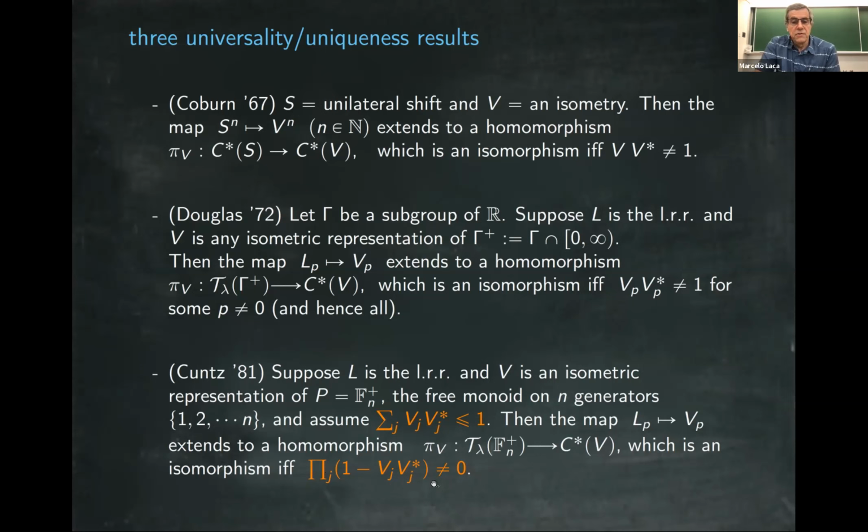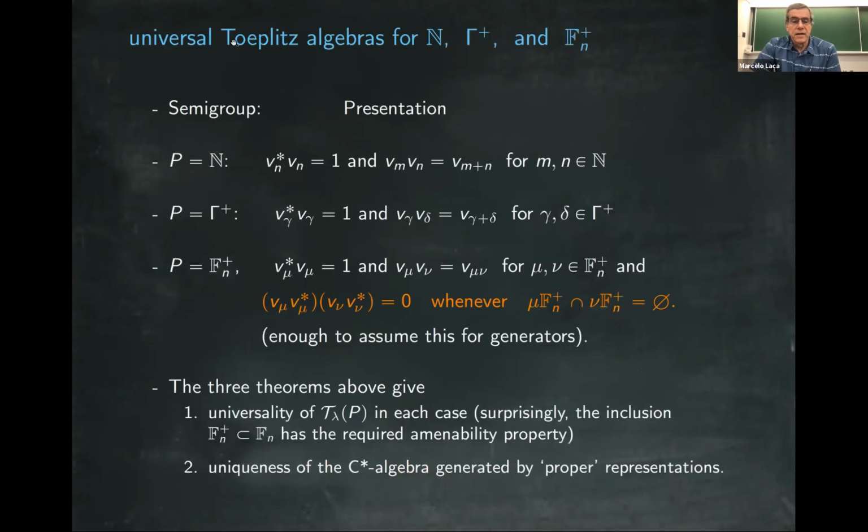Anyway, so the three results, the way I put them, they look different. They look similar, but originally they were different, but they are along the same lines. And what they say is that N, gamma plus, and F_N plus have universal Toeplitz algebras, reduced Toeplitz algebras. So on the left here, I have the semigroup. In the first case P equals the natural numbers with 0 included. And the presentation says they are isometries, and they multiply as a semigroup. In the second, P is the positive cone or subgroup of the reals, and the relations again say they're isometries, and they multiply like in the semigroup.